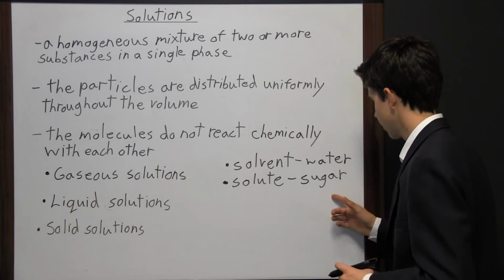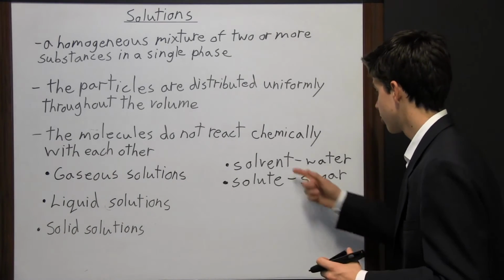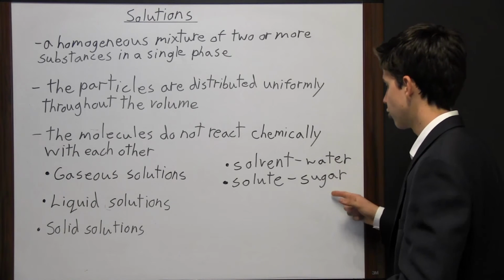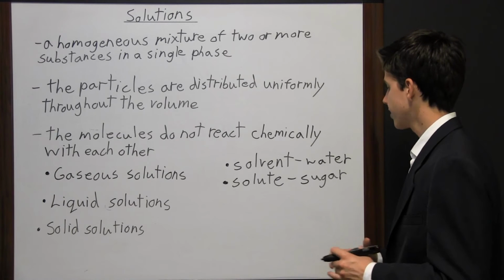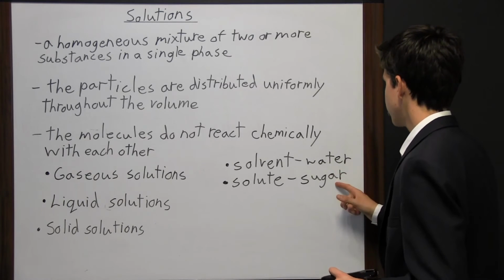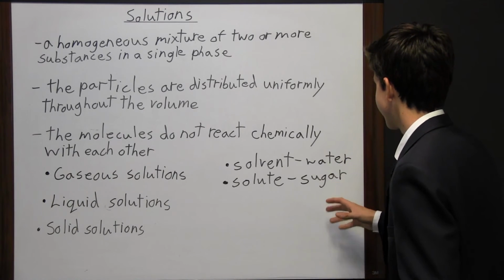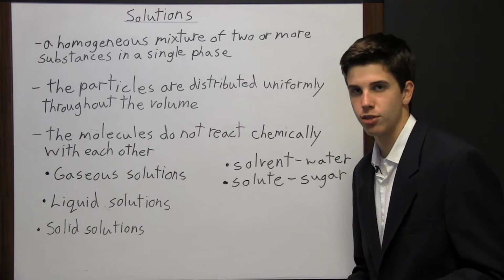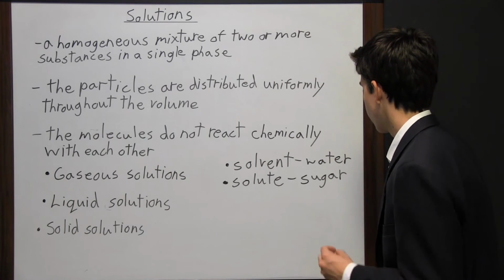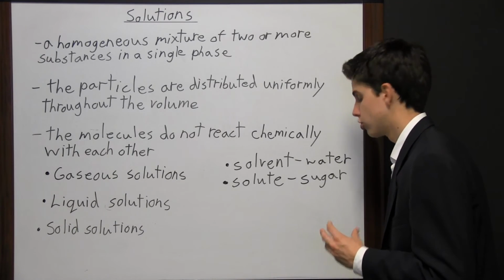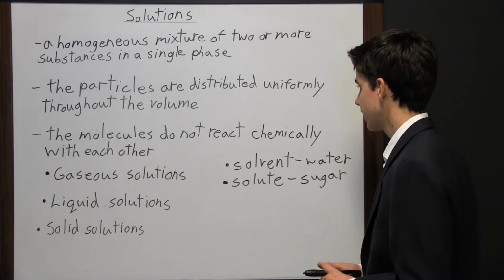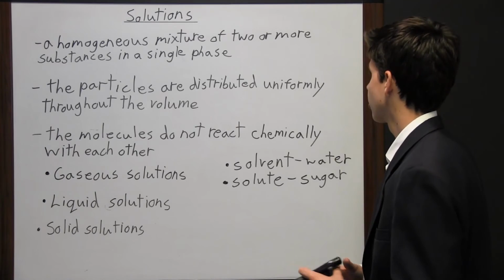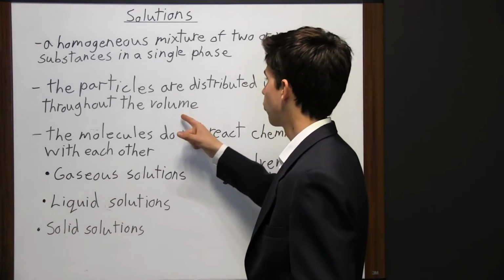So if you were to put sugar inside water, water would be the solvent because it would dissolve the sugar, and the sugar would be the solute because it's being dissolved. Now, like I said earlier, when you put sugar into water, the sugar is not going to stay in there. It may go to the bottom at first, but if you stir it around, eventually the water is going to break down the little pieces of sugar until the sugar is completely dissolved, and the sugar is going to be distributed uniformly throughout the volume.